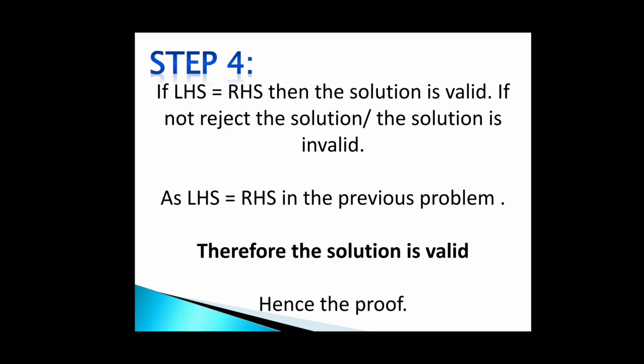Step 4: if my left hand side is equal to my right hand side, then the solution is valid. If not, reject the solution, or the solution is invalid. As left hand side is equal to right hand side in the previous problem, the solution is valid. Hence proved. If I don't get left hand side to be the same as my right hand side, then the solution is invalid. I hope you have understood this, children.